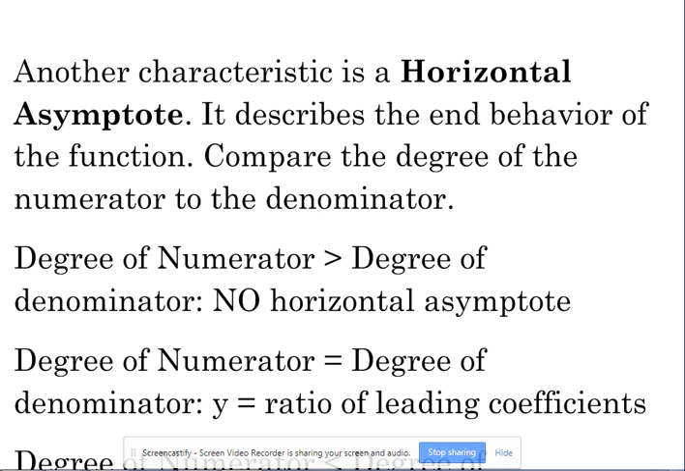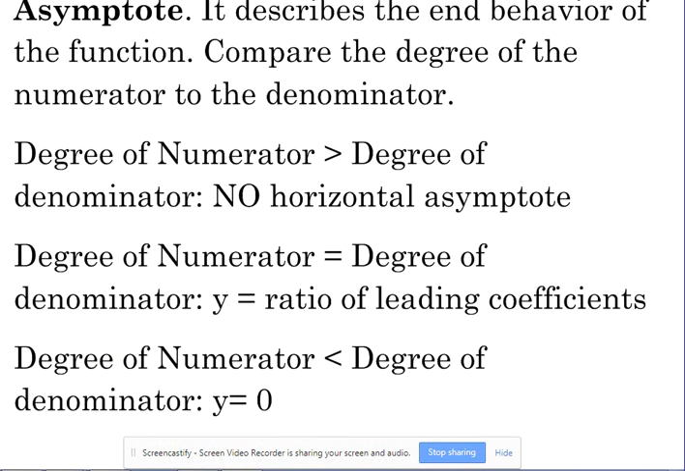So we've talked about end behavior with our polynomial functions, where the ends are going. Are they going to positive infinity? Are they going to negative infinity? Well, with horizontal asymptotes, they're not always going off to infinity. Sometimes they're kind of leveling off to another number. So to figure these out, we compare the degree of the numerator to the denominator, and there are 3 scenarios. The degree of the numerator can be greater than the degree of the denominator, and in that case, there's no horizontal asymptote.